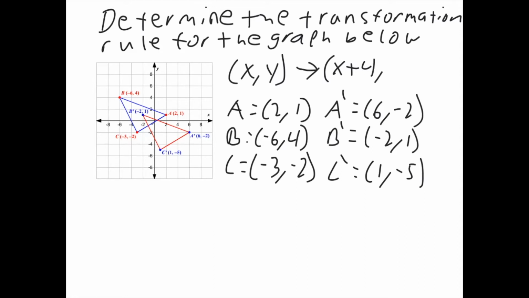And then for the y, let's look at the y's. We have 1 to negative 2. To get that, you have to subtract 3. 4 minus 3 is 1. Negative 2 minus 3 is negative 5. So for the y's, we will subtract 3. And there we go. There's our rule. X becomes x plus 4, and y becomes y minus 3.